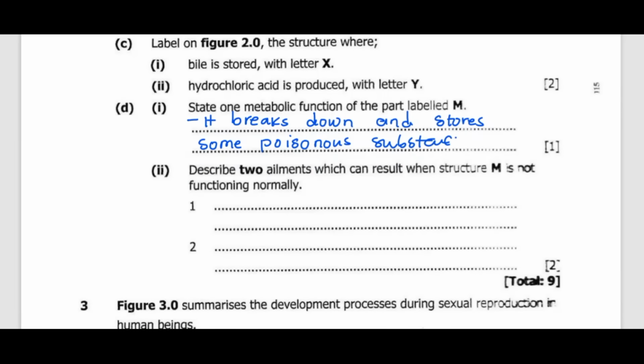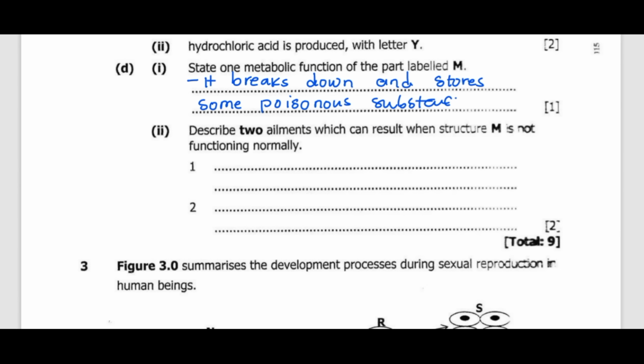Then in infants, the liver produces the red blood cells. We know that in older people, the red blood cells are produced by the red bone marrow found in bones.